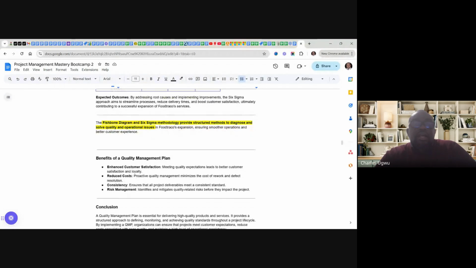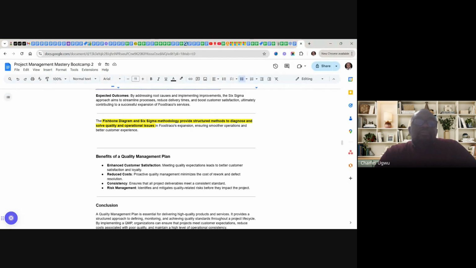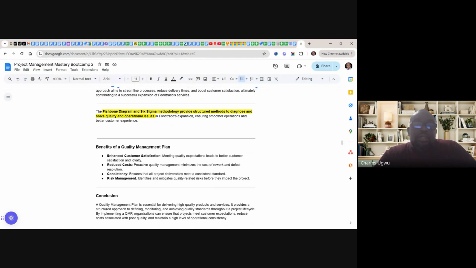So what are the benefits of this quality management plan? Number one, enhance customer satisfaction, meeting quality expectation, and lead to better customer satisfaction and loyalty. Number two, reduce costs. Proactive quality management minimizes the cost of rework and defect resolution. Consistency, ensure that all project deliverables meet a consistent standard. Risk management, identify and mitigate quality-related risk issues before they impact the project.